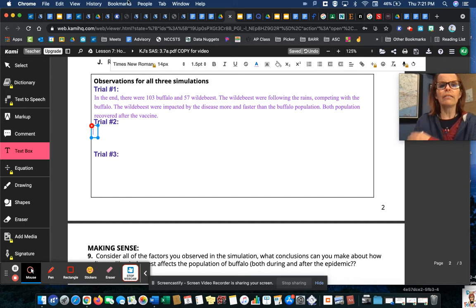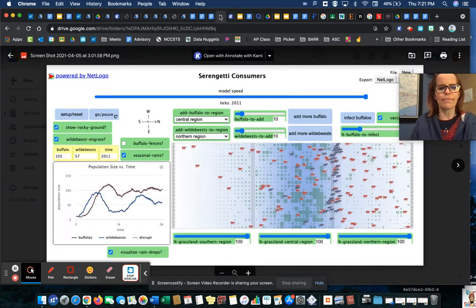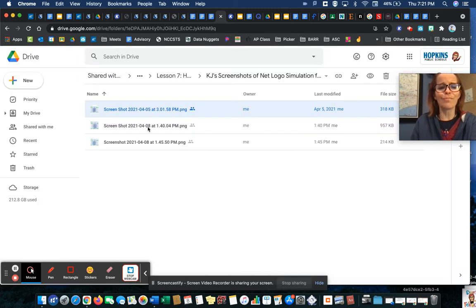Okay, so trial number 2. Let me go back, see if I can remember where it is. So this is trial number 1. Let's see if we can get trial number 2. Oh, I clicked the arrow. My computer is just glitchy. It really needs me to shut it down.